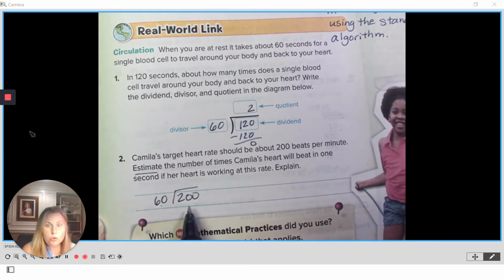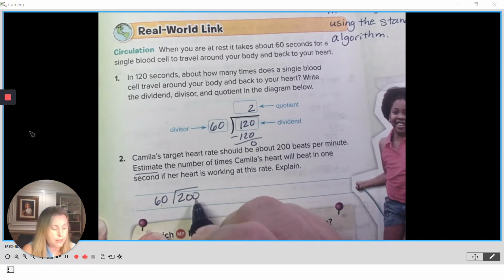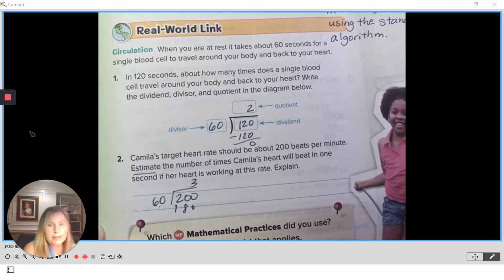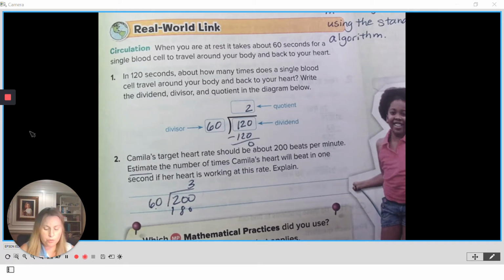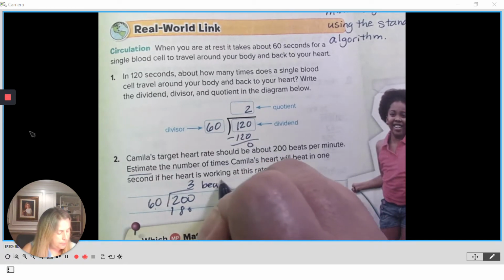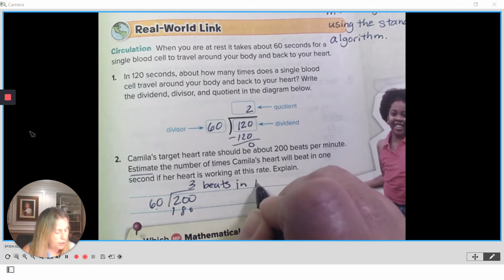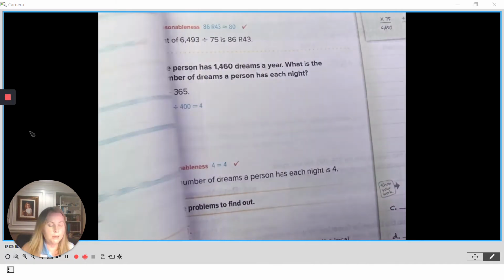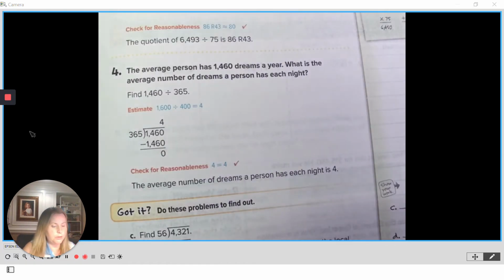So 60 goes into 200 about how many times? Well, I know 6 times 3 is 18, so 60 times 3 would be 180. So approximately 3 beats in 1 second. All right, and let's do some examples with dividing 3-digit numbers on the next page.